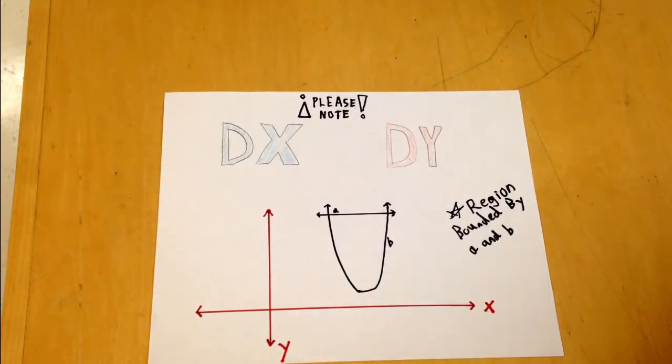Please note that for cross sections perpendicular to the x-axis, you'll be using dx integration, and for cross sections parallel to the x-axis, you'll be using dy integration.